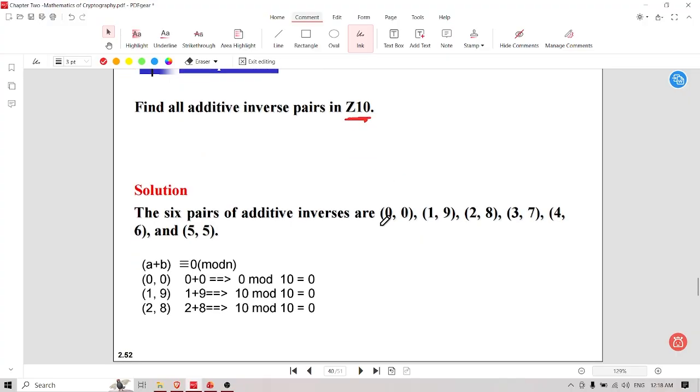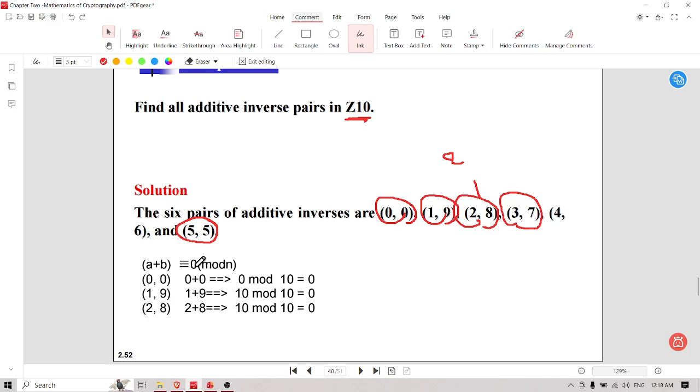We will say that for Z10 we have these: 5 and 5, 4 and 6, these two, these two, these two, and 0, 0. Why? If we say 2 plus 8 is equal to 10, 3 and 7, 10, 5 and 5, 10, 1 and 9, 10, and so on. And if we find the mod, we will say 0, 0 would be 0 plus 0, because this is the rule, is equal to 0 mod 10.